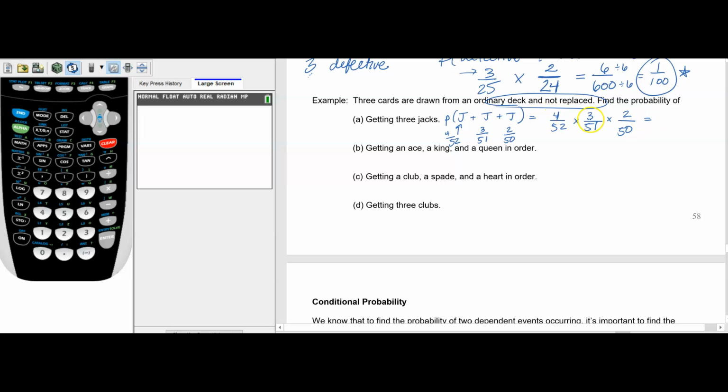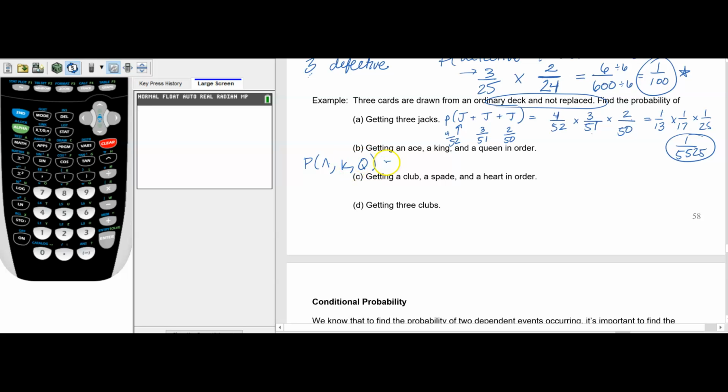So notice the numerator reduced each time by 1, the denominator reduced, because we were being asked about picking a jack and then a jack and then another jack. So the jacks reduced each time. And so if we reduce each of those fractions individually, we get 1 out of 13 times 1 out of 17 times 1 out of 25. And if we multiply those together, we get 1 out of 5,525.